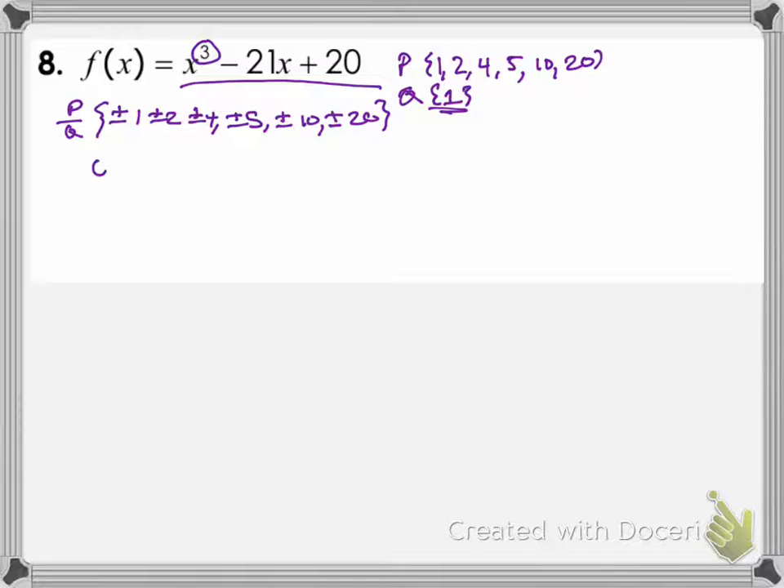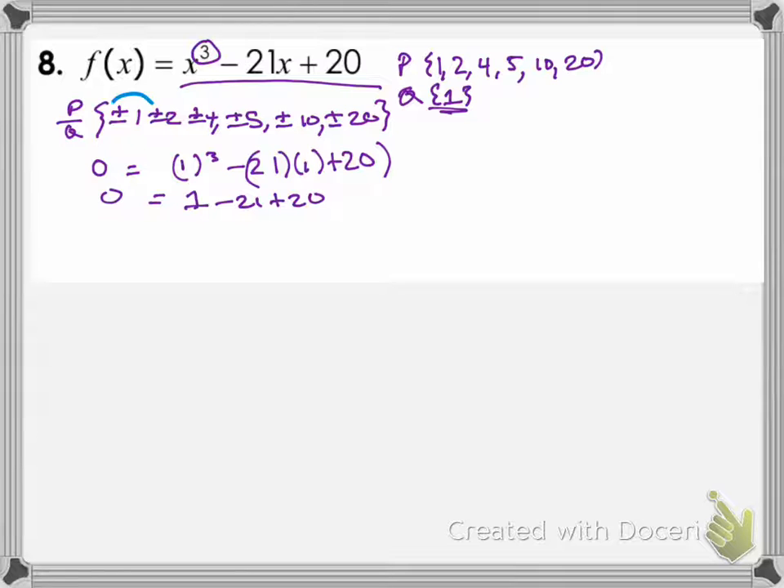Okay, so I don't have a square term, so let's just put 1 in first to see if we get 0. Is 0 equal to 1 cubed minus 21 times 1 plus 20? So that means 1 minus 21 plus 20. So that works. So I know 1 was a 0.